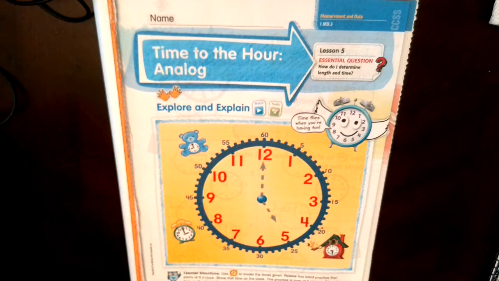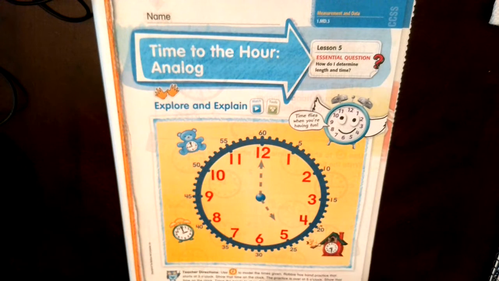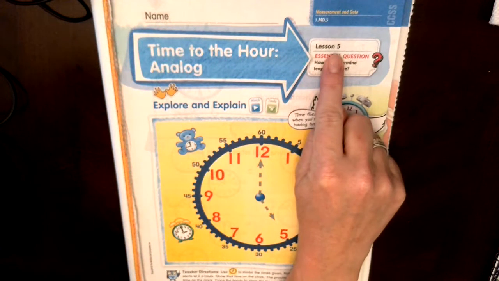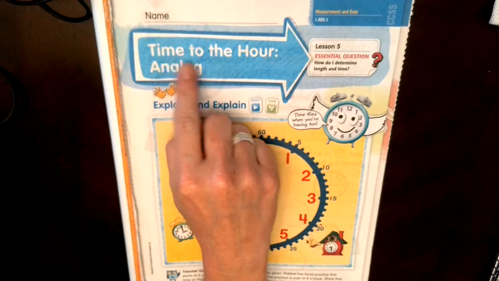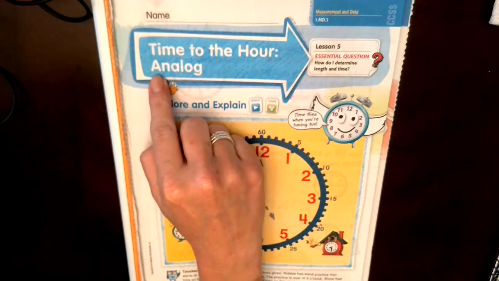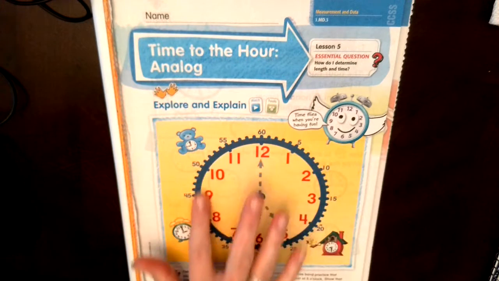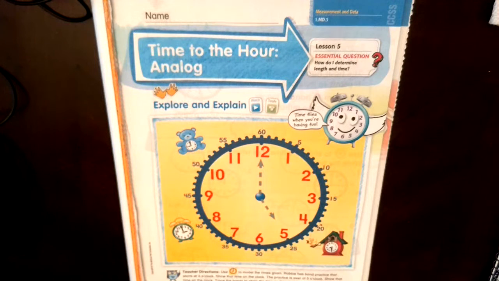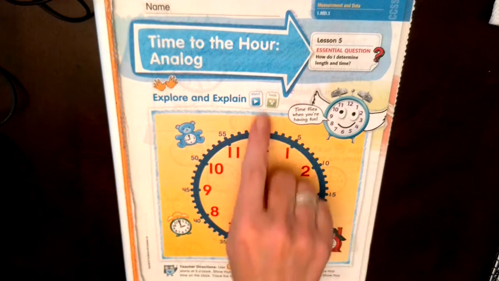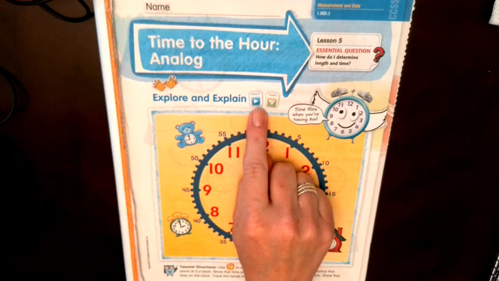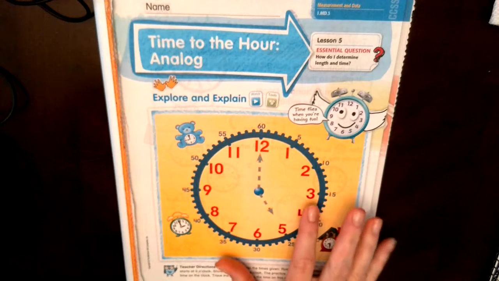Here we go. We are on our math lesson. It is chapter 8, lesson 5, and today's focus is going to be time to the hour analog. So analog is a fancy word for this kind of clock. So we watched the little video. I showed you that, so make sure you do that one as well.